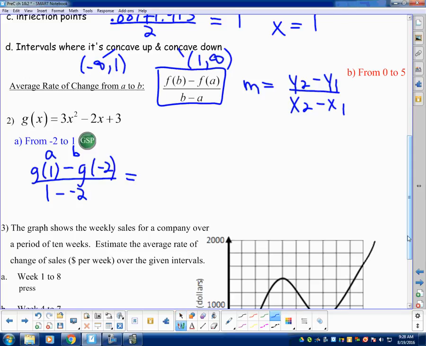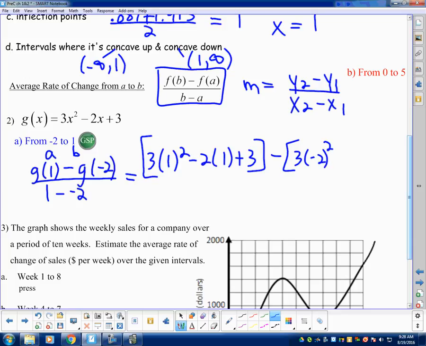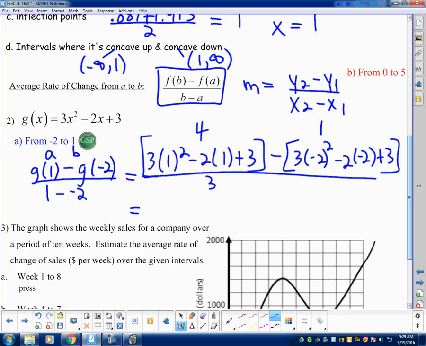So if I plug in 1 to the function, I have 3 times 1 squared minus 2 times 1 plus 3. That's the first term, that's g of 1, minus g of negative 2 will be 3 times negative 2 squared minus 2 times negative 2 plus 3. And that's all over 1 minus negative 2 will give me a positive 3. The top ends up being 3 minus 2 is 1 plus 3 is 4. So I have, this is 4. And 4, 12 plus 4 is 16 plus 3 is 19. So I have 4 minus 19, which is negative 15 over 3. And that is my average rate of change from negative 2 to 1 for that function.